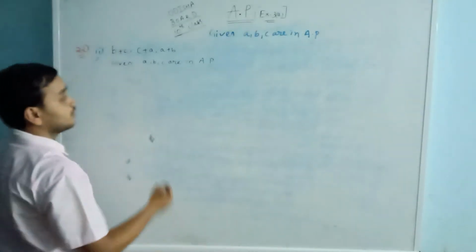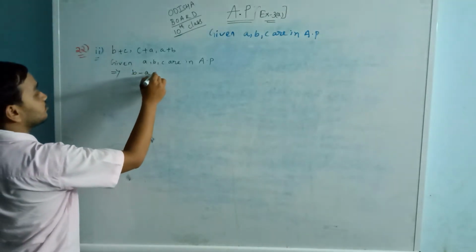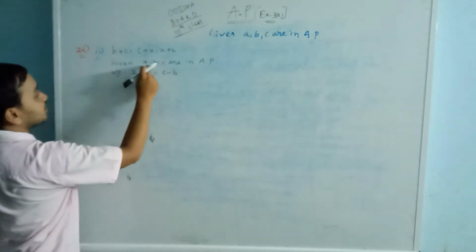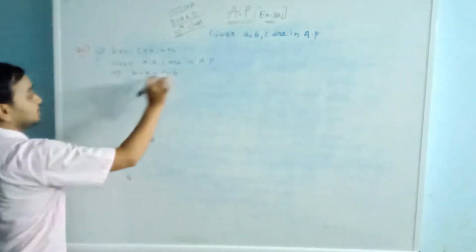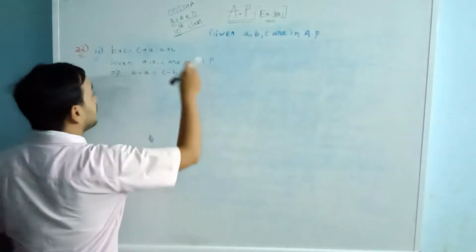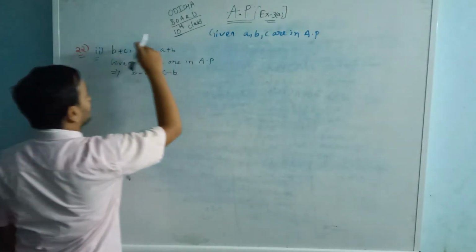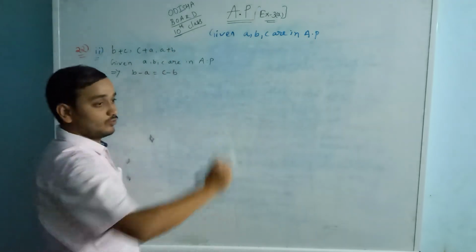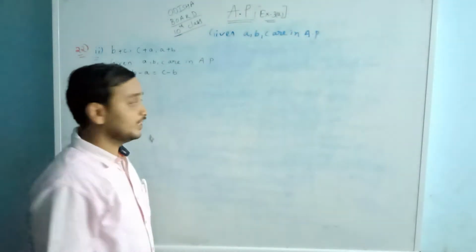In AP, so what? B minus A is equal to C minus B, because T2 minus T1 is equal to T3 minus T2. This will be the equation. Now these are the terms 1, 2, 3. We have to prove that these 3 terms are in AP. Okay, see.